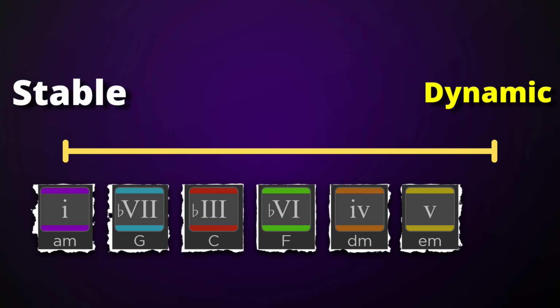Minor keys are as simple as major keys. If you use the spectrum to guide you from stable to dynamic chords, you'll be able to better express yourself with progressions. But minor keys have one big problem, which can stop you from confidently creating chord progressions that sound like you.